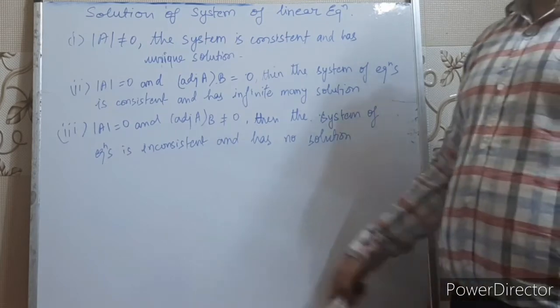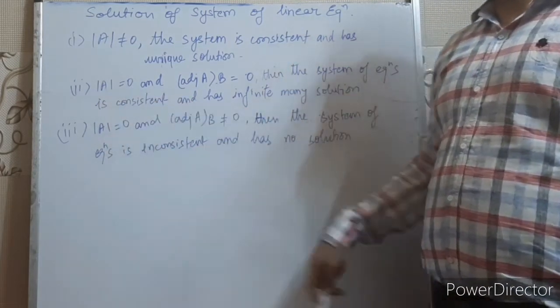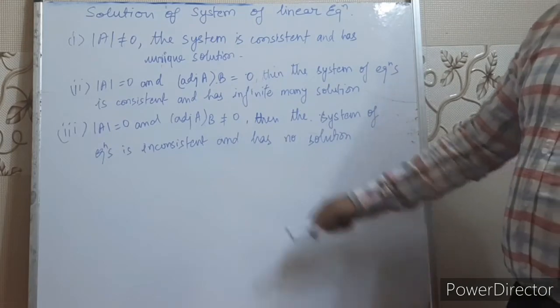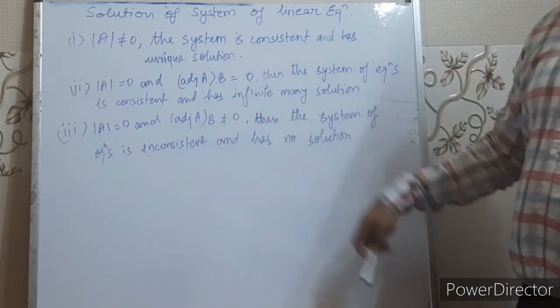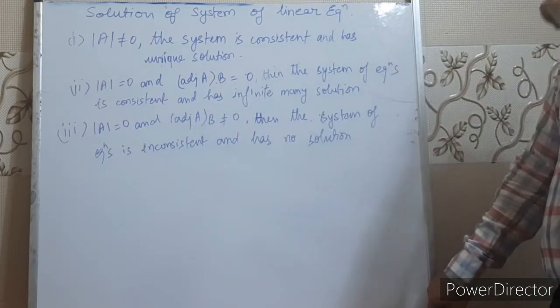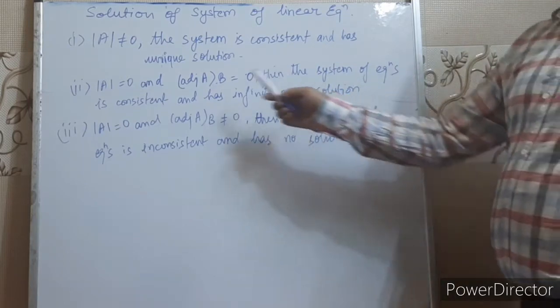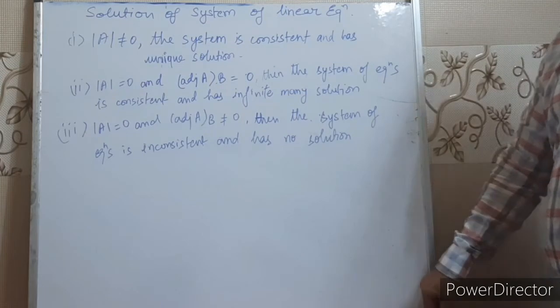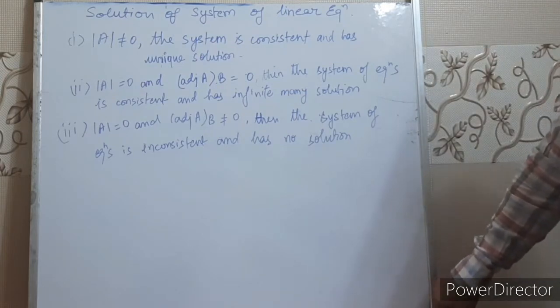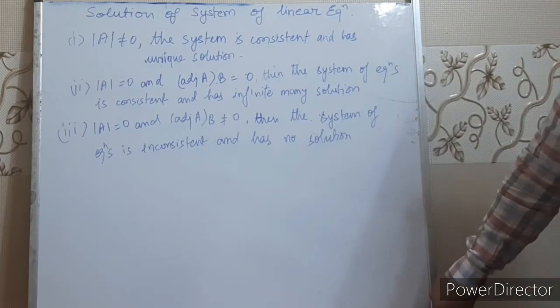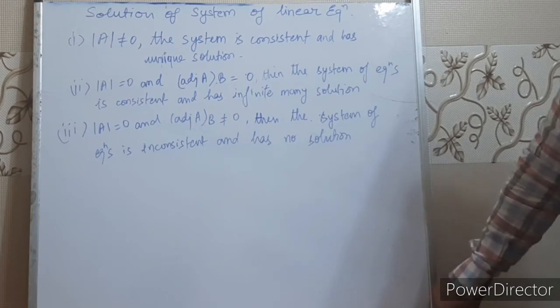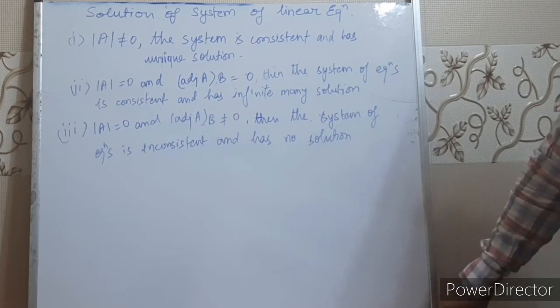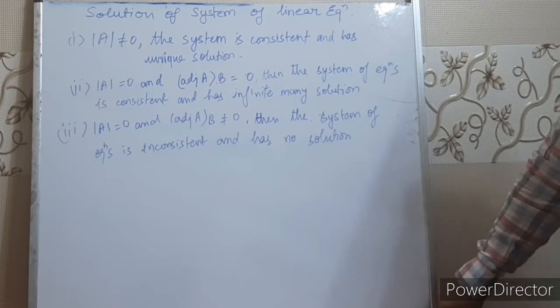Right? The second point says, if the determinant of A is 0 and adjoint A into B is a null matrix, then we can say that the system of equations is consistent and has infinitely many solutions. That means there are infinite points, infinite solutions which are common to every line in the system, right?